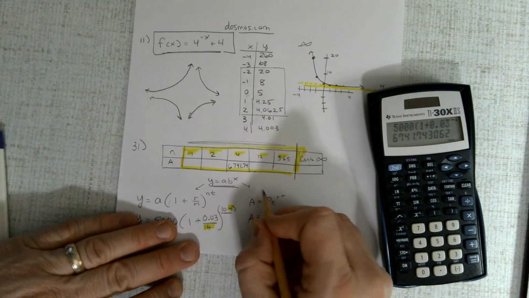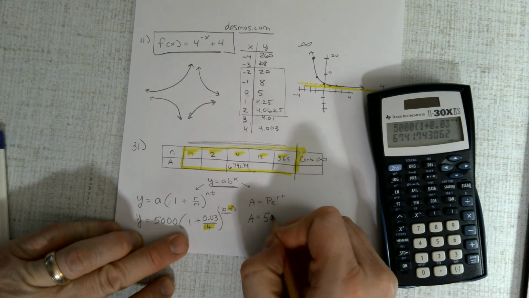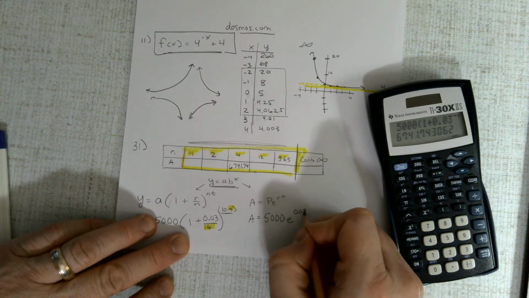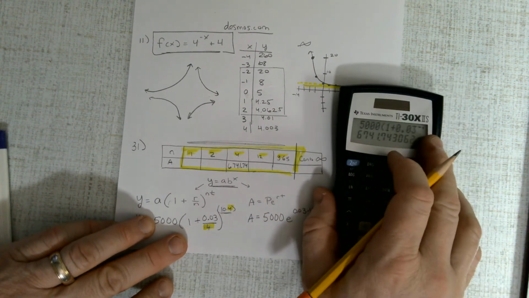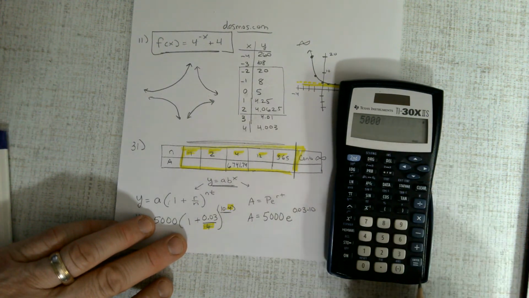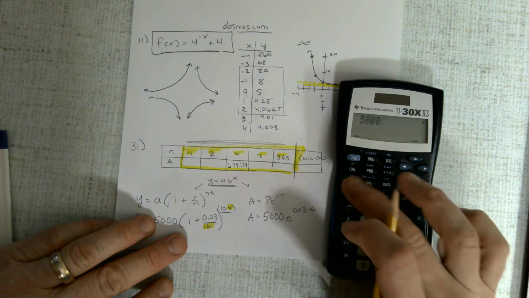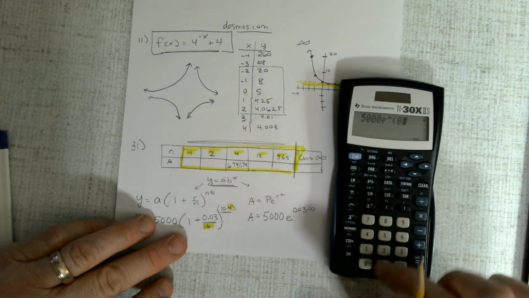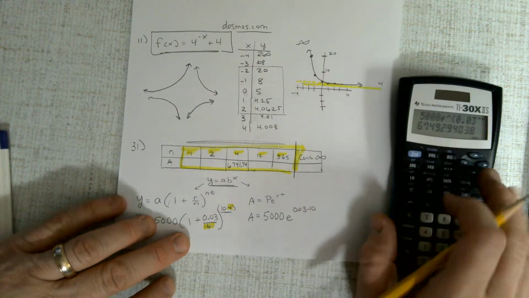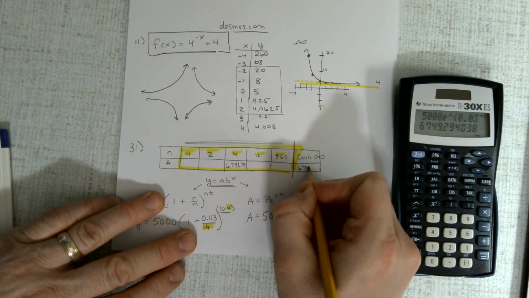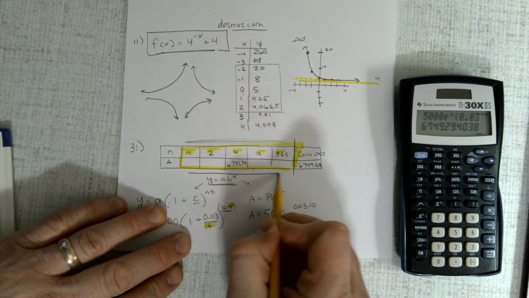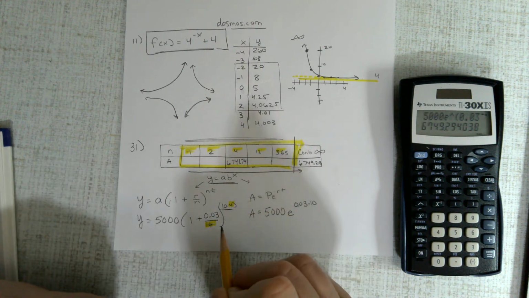A equals the same P value, and e, and the rate is 0.03 for 10 years. It should be a little bit more than that if we did everything right. 5,000 times e to the 0.03 times 10. And there you have it: 6749.29. This will slowly keep getting bigger and bigger until that one right there.